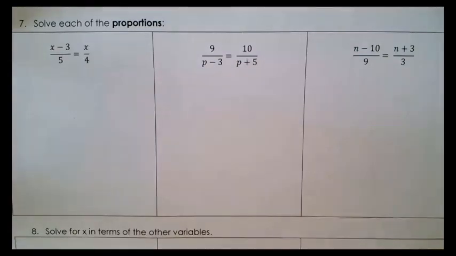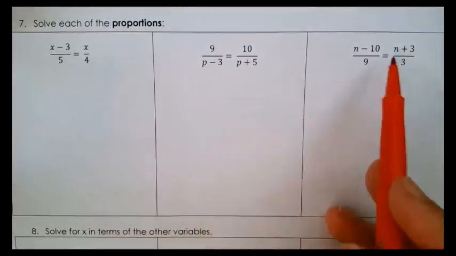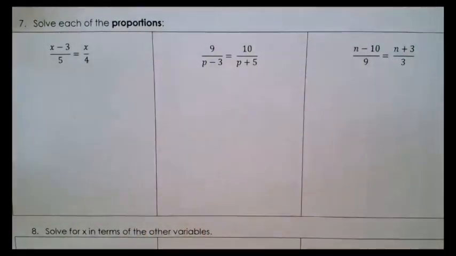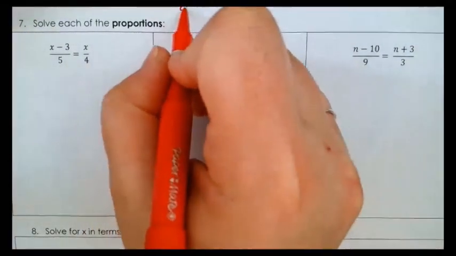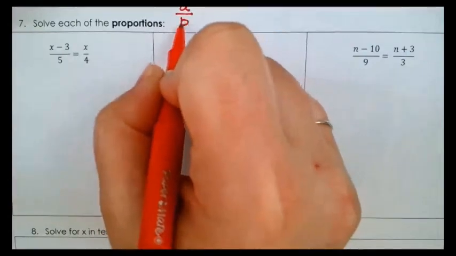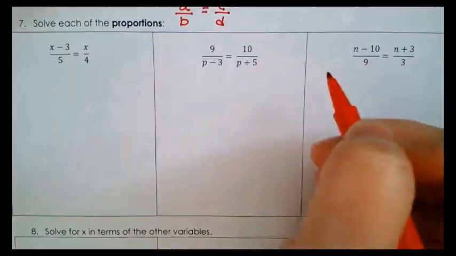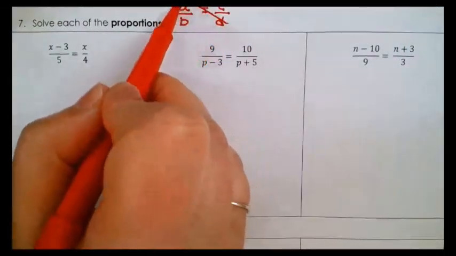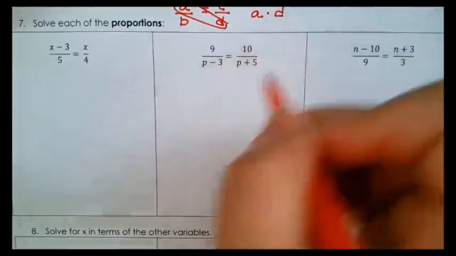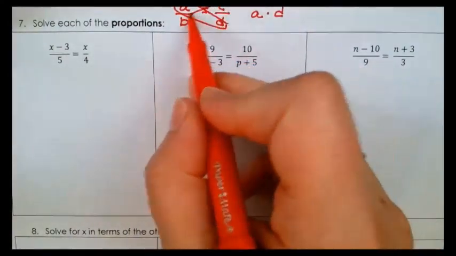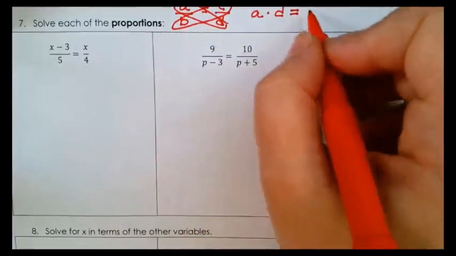Number 7, solve each of the proportions. Now you'll notice a proportion is when you take two fractions and you set them equal to each other. The way that you solve is you cross multiply. So for example, if I had A over B equals C over D, the way that I would solve is I would multiply the things in the diagonal. So I'd multiply A times D, and on the other side, I'd multiply C times B. I'd put the equal sign and do C times B.